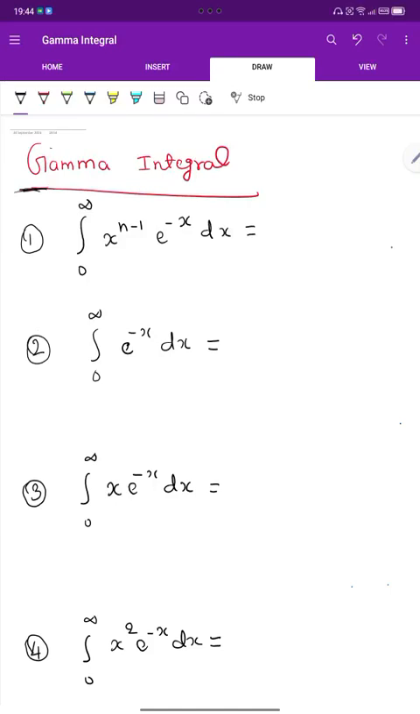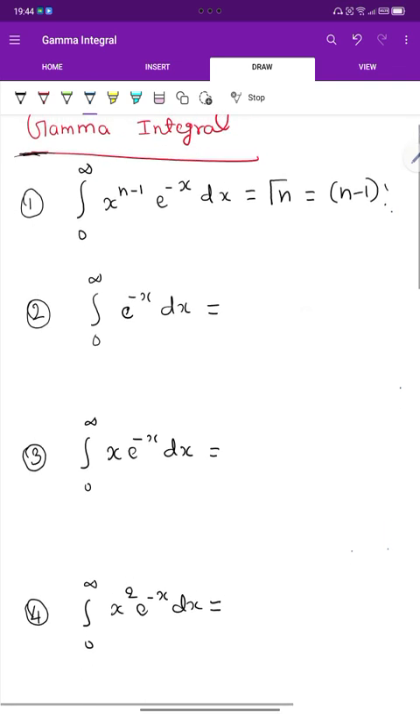So the improper integral of this type, integration 0 to infinity x raised to n minus 1 e raised to minus x dx, is called the gamma integral. This is also one of the Euler forms of integral, and this is equal to gamma of n, which is also equal to n minus 1 factorial. Okay, so this standard integral is helpful to solve many different kinds of integral. Let's see the following example.